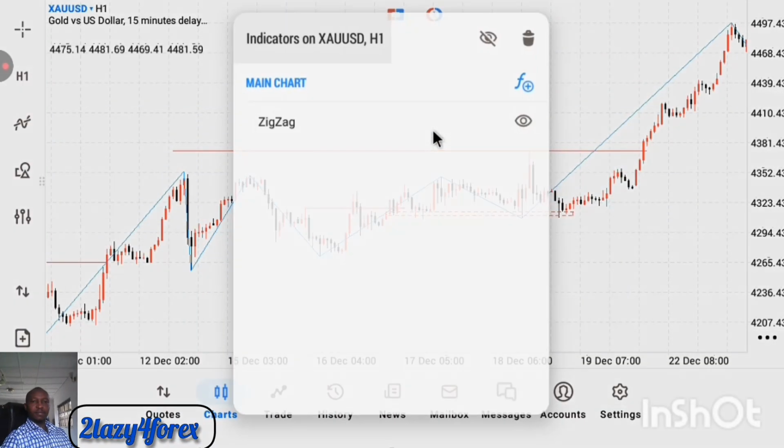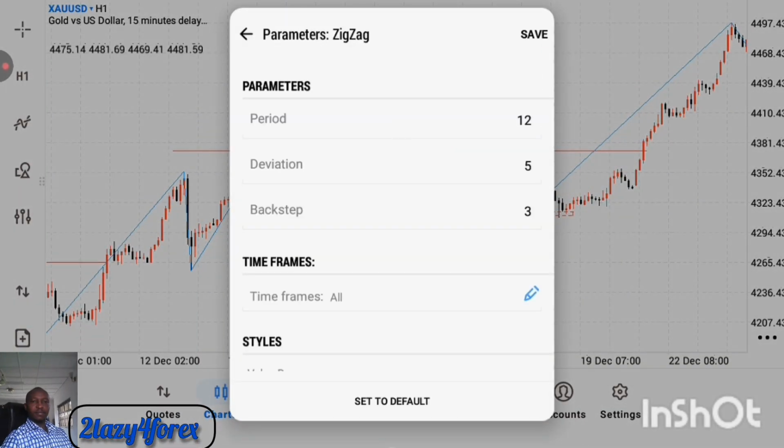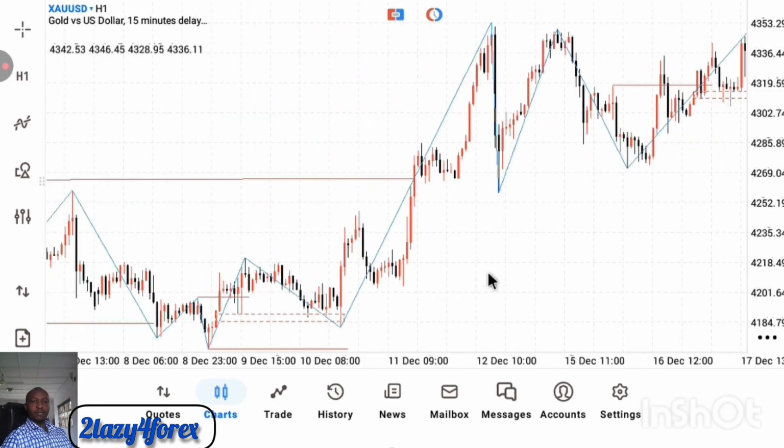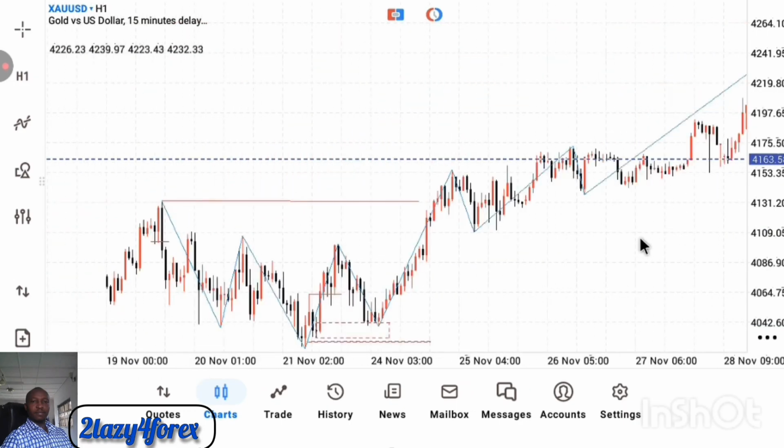Let me just show you the settings back. Look at the default 1253. That is the default zigzag indicator setting. Don't adjust it. The 1 hour chart is your bigger picture. That is where you choose your pullback.